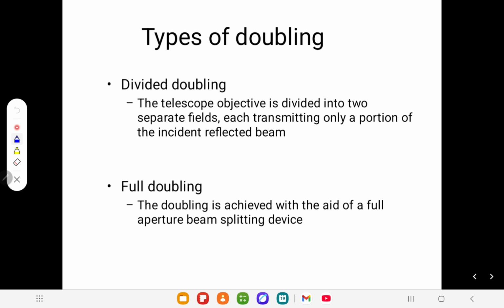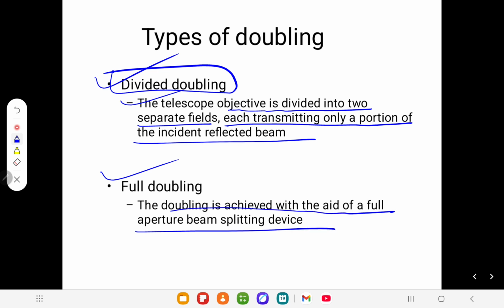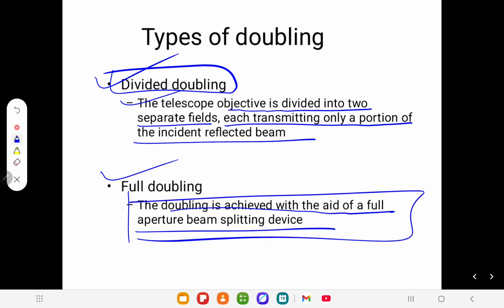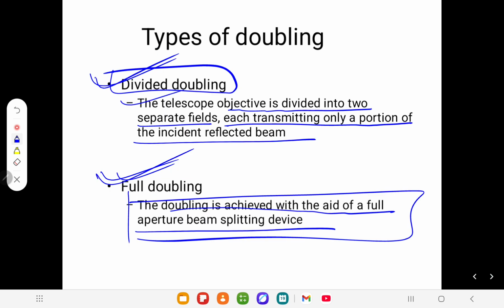That's variable doubling. Divided doubling is where the telescope objective is divided into two separate fields. This transmits only a portion of the incident beam reflex. That's why it's divided. Okay. Full doubling: the doubling is achieved with the aid of a full aperture beam splitting device. Okay. Divided doubling and full doubling, that's another story. Just remember fixed doubling and variable doubling. I don't know how many times these doubling questions are asked in the exam. I don't know. Just remember these things. Okay.